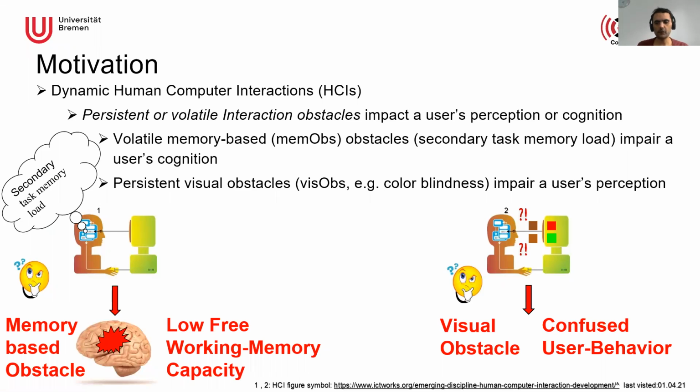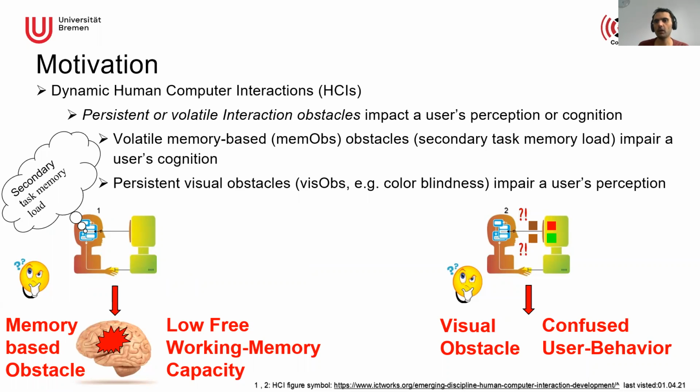Human-computer interactions are actually very dynamic. That means persistent or volatile interaction obstacles can impair a user's cognition or perception processes. We believe that a memory-based obstacle caused by a secondary task memory load can impair a user's cognition. If we look at the left side illustration figure, we see a human-computer interaction symbol, while in the user's mind there is a secondary task memory load impairing her or his performance because it causes a so-called memory-based obstacle with low free working memory capacity.